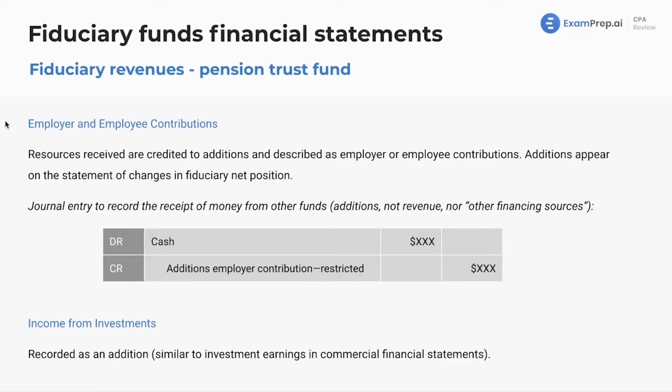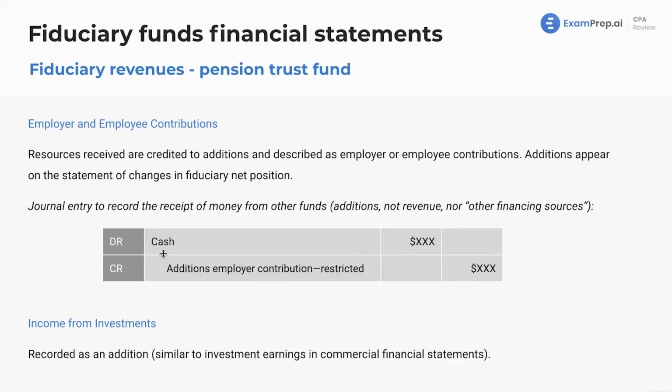All right, pension trust fund. So employer and employee contributions. Resources received are credited to additions and described as employer or employee contributions. Additions appear on the statement of changes in fiduciary net position. The journal entry to record the receipt of money from other funds.